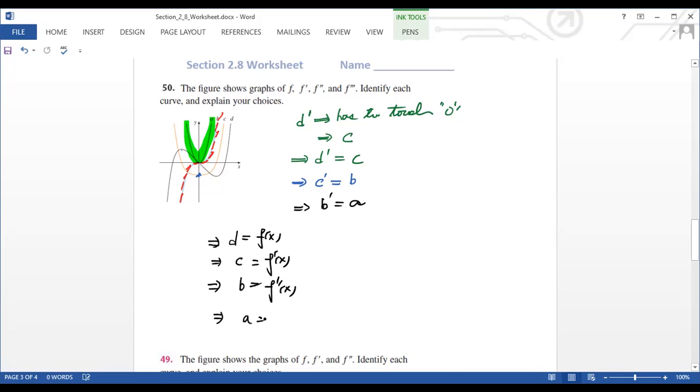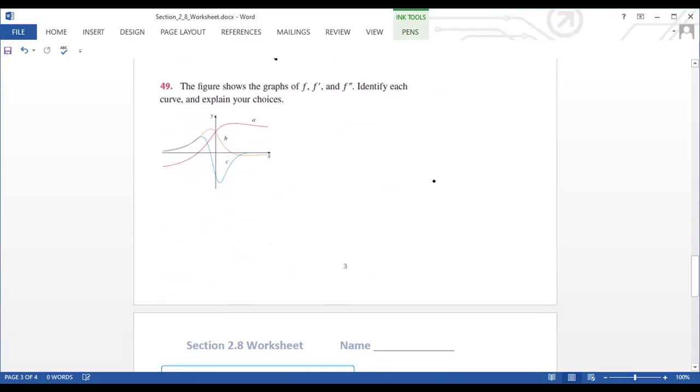Then what is A here? A is f triple prime of x here, right? So as you can compare the relation, that's why we say it's very important you understand the relation between the function and its derivatives, right? Then you'll be able to know this. Okay, so now let's take a look at these ones here.